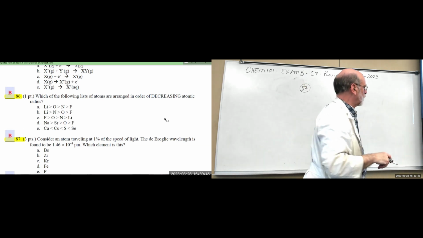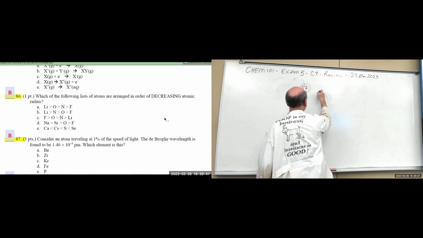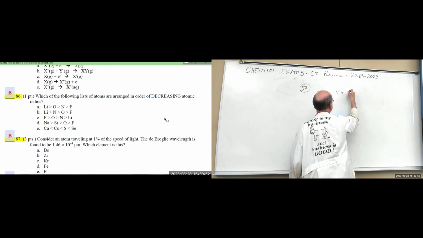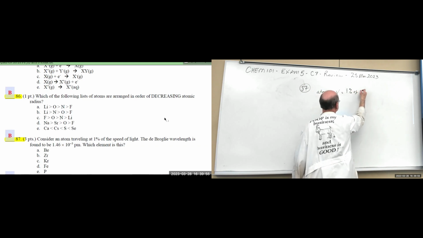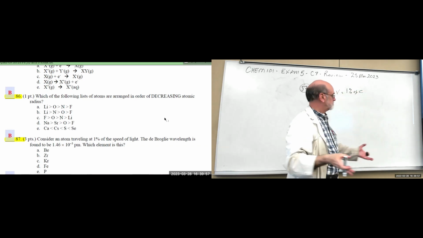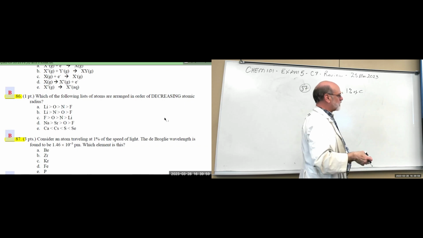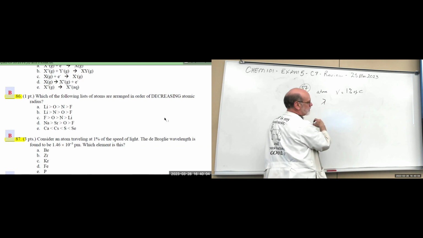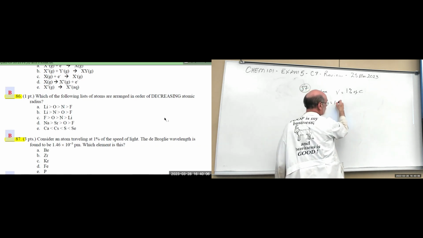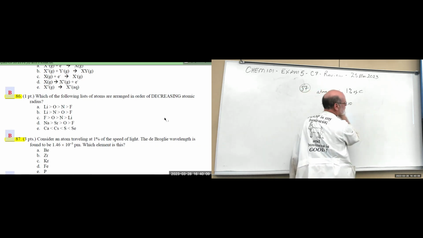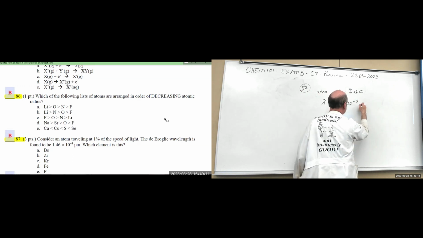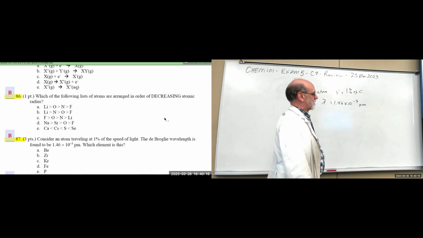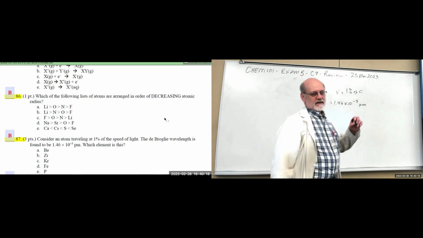Consider an atom traveling at 1% of the speed of light. We've got an atom, its velocity equals 1% of c, the speed of light. The de Broglie wavelength of this atom is found to be 1.46 times 10 to the minus 3 picometers. Which element is this?